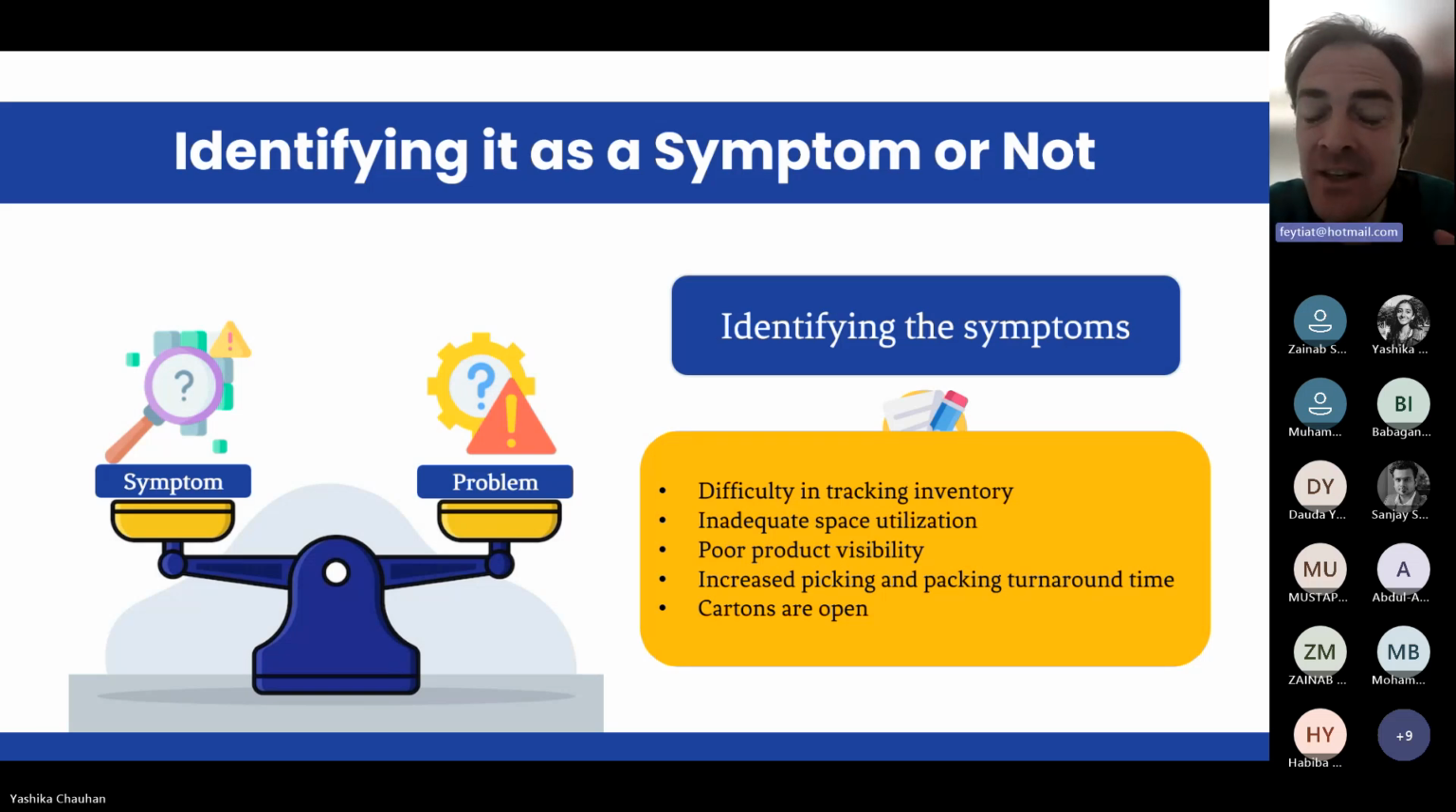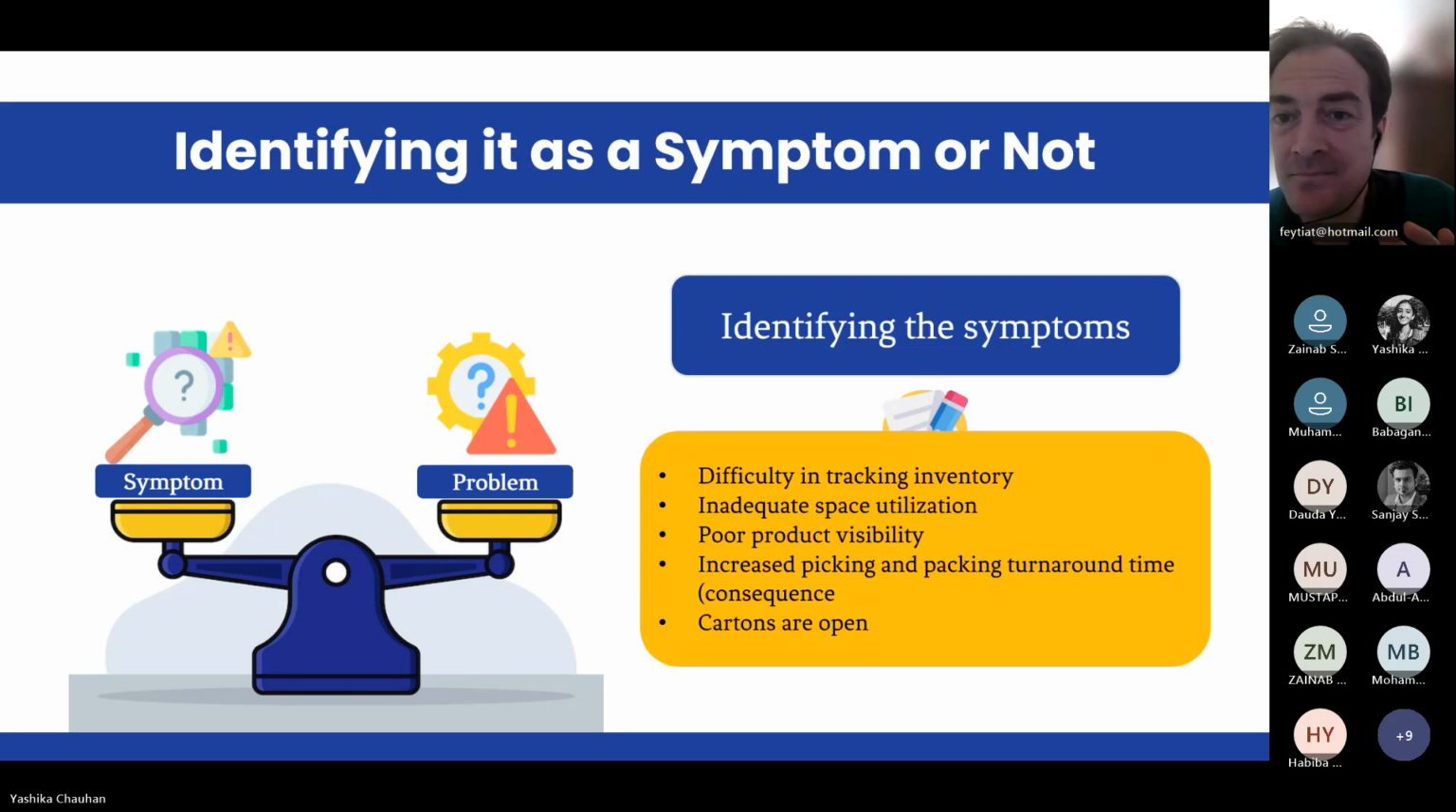Carton open is definitely a symptom. Increased picking and packing turnaround time, it could be a consequence, and it could be a root cause. So be careful when you put it here. Poor product visibility could be a root cause, or it could be a consequence. It's so messy, you will not be able to have visibility on the product. Now, inadequate space utilization, this is very clear. This is a symptom, this is a problem, and this is probably a symptom of something else.